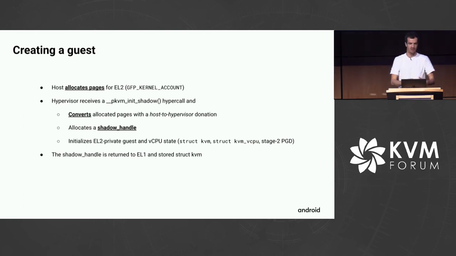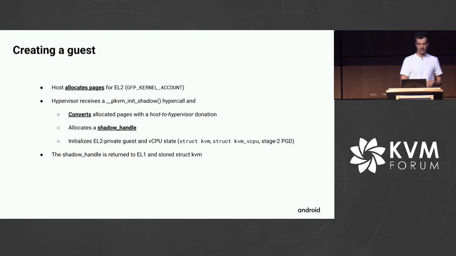So the host will allocate memory and then issue a hypercall to tell the hypervisor, I would like to create a guest, and here are the pages you can use to store the metadata for that VM. The hypervisor will convert all of those allocated pages to hypervisor private memory with a host to hypervisor donation, as I've just described. Then it will allocate what we call a shadow handle, and initialize all of the EL2 private data structures, which include a struct kvm and a struct vcpu for each vCPU, as well as the root of the page table, and then return that handle back to the host.